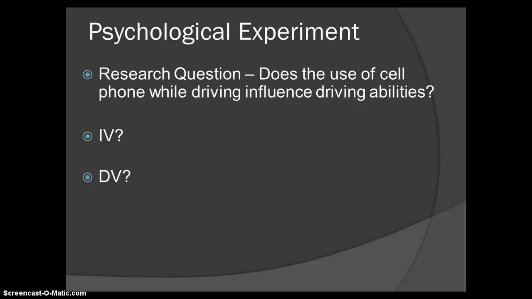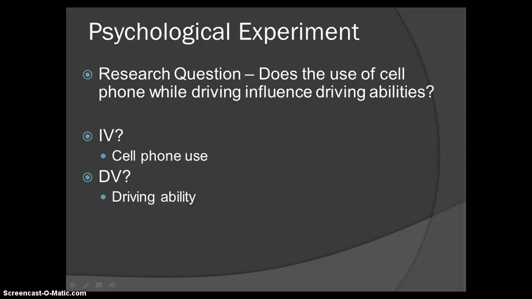And every psychological experiment starts with a research question. So, for example, does the use of a cell phone while driving influence driving ability? Your independent variable is cell phone use, while your dependent variable is the driving ability.